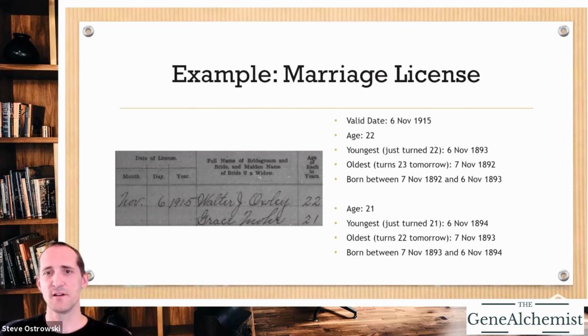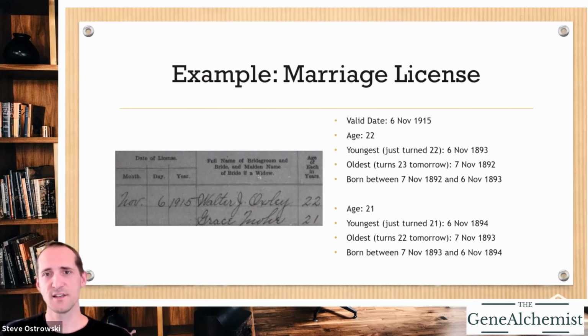We put those two together and we end up with what the record is actually stating, which is that he was born between the 7th of November, 1892 and the 6th of November, 1893. And that's how we should be recording this in our genealogy records for this document.